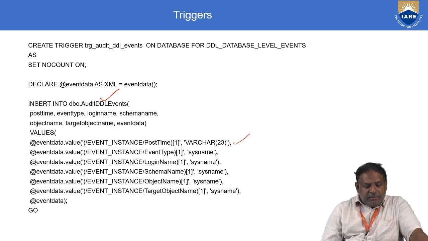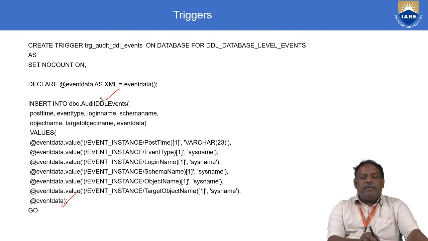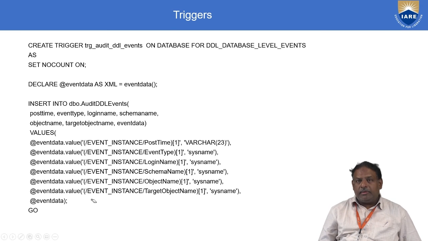Sys name event, then login name, and the event type is 1. Login name is SA. Schema name is the schema. Object name is the target object name. Event data at last. Okay. By this we inserted. We are writing a trigger at the database level to insert the audit of the entire database. Okay. Let us see next.